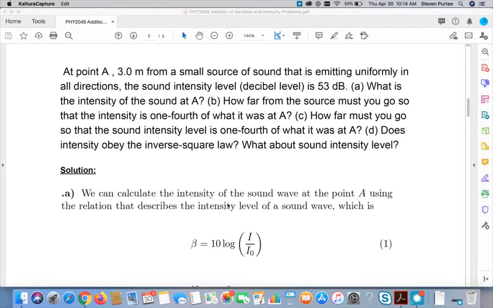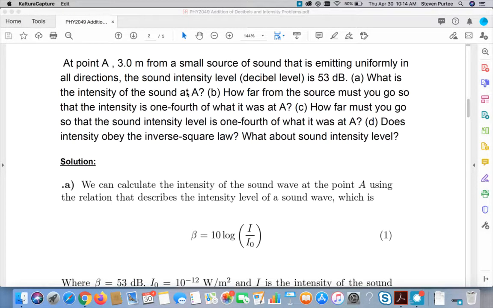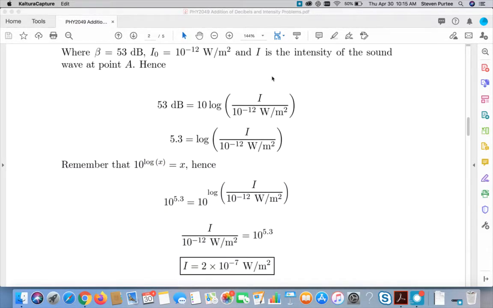Okay, here's another problem. Okay, pause the video and read the question. Okay, hopefully you've done that. So part A, we want to find the intensity at the source. Okay, so we know that our decibel level is 53 decibels. We know I naught is always 10 to the negative 12th. We want to find the intensity at point A. So we want to find I.